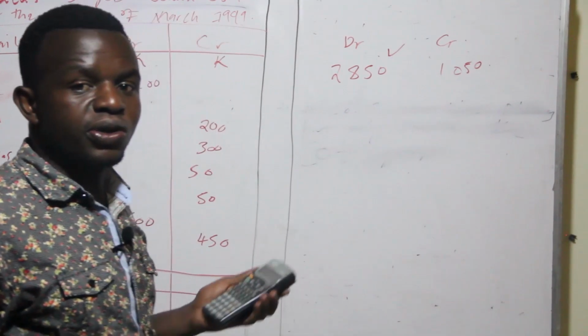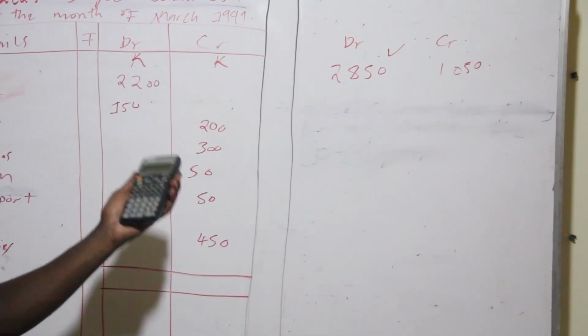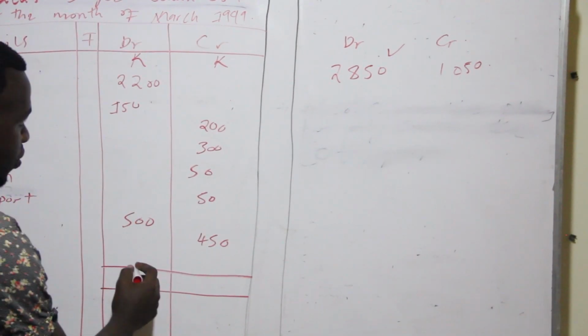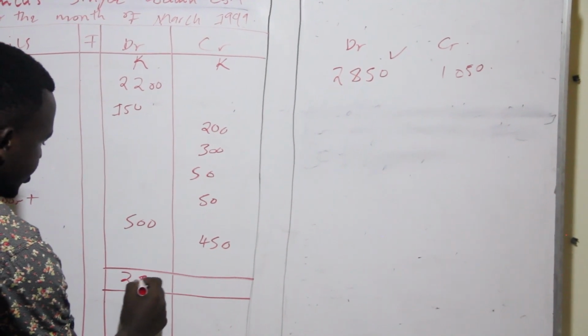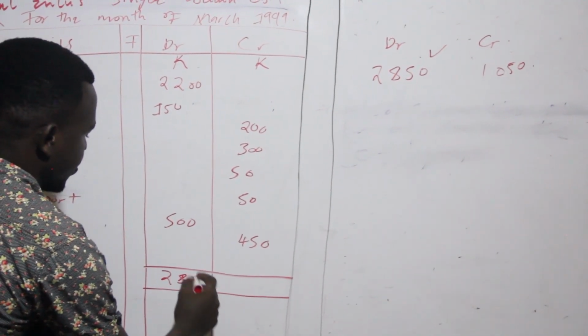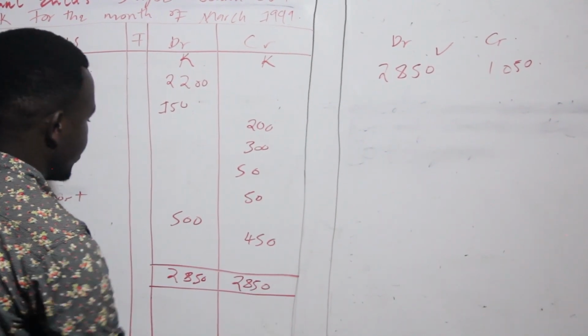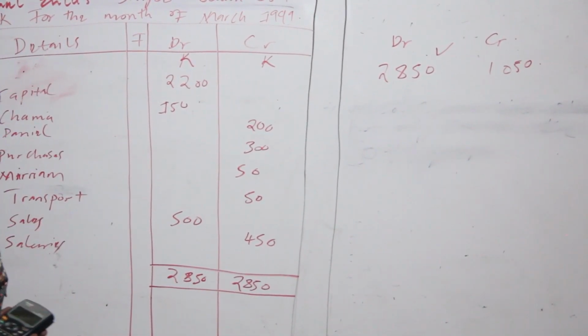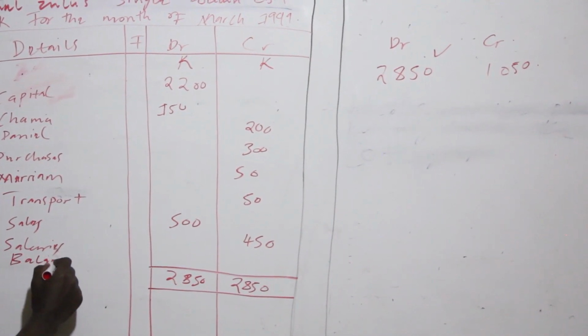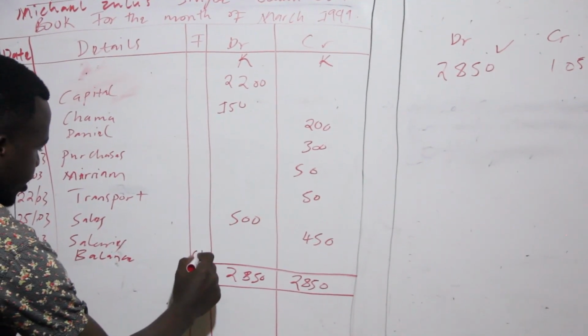So that amount, we're going to record it on the debit side and on the credit side. We'll say 2,850 on the debit side. We're also going to say 2,850 on the credit side. So we are supposed to write the balance carried down.